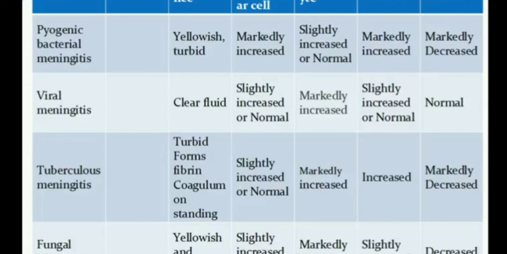Neutrophils are increased only in the case of bacterial meningitis, whereas viral, tubercular, and fungal meningitis show increase in level of lymphocytes. Protein and glucose levels are markedly increased in case of bacterial meningitis and tubercular. They are slightly increased in case of fungal, and in viral they are almost normal, whereas glucose levels are decreased in all varieties except for the viral meningitis.